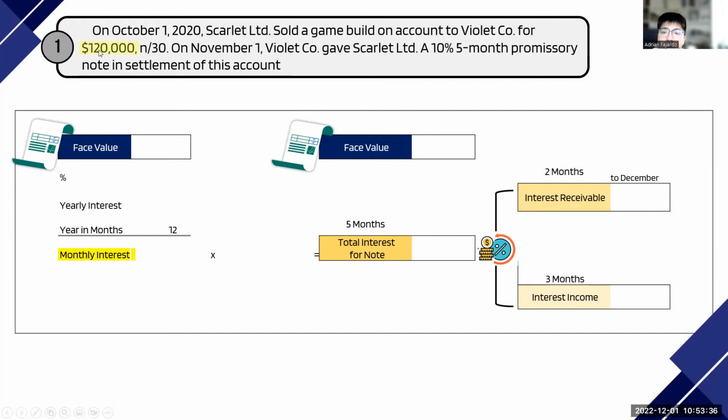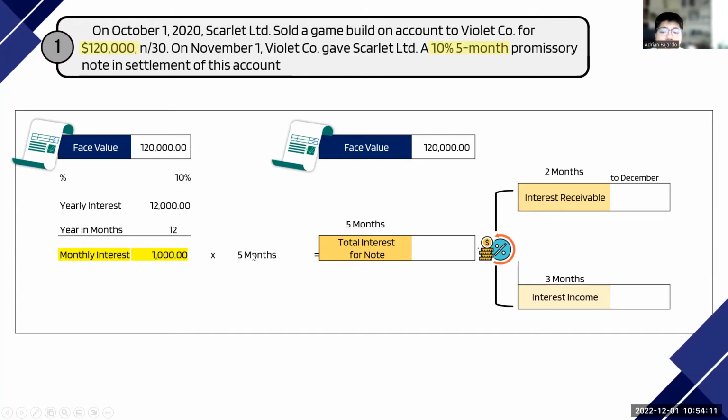So let's go back to the first scenario and look at how we're going to be solving this. So 120,000 is the face value. Then it said 10%, 5 months. So we have 10% and 5 months. And then from here, we can solve for the yearly interest. So step 1, get the yearly interest. The yearly interest is 12,000 because 120,000 times 10%. And then we want to get the monthly interest so that we can prorate accordingly. So a year in months is 12. So 12,000 divided by 12, 1,000 is the monthly interest.